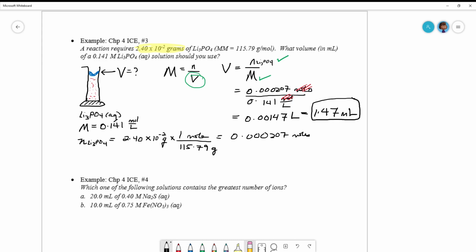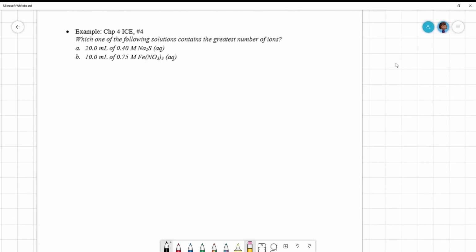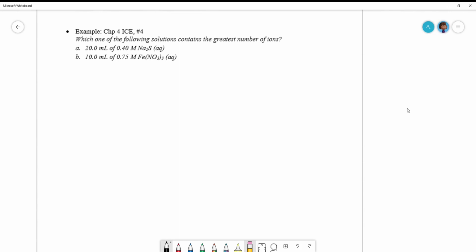Okay. Next problem. Don't worry, 2 more to go. Obviously, they're a little bit harder. So, number 4 says, which one of the following solutions contains the greatest number of ions? And we have two solutions. Solution A, which is a solution of sodium sulfide, and solution B, a solution of iron 3 nitrate. By the way, this is an old multiple choice test problem from a few years ago.